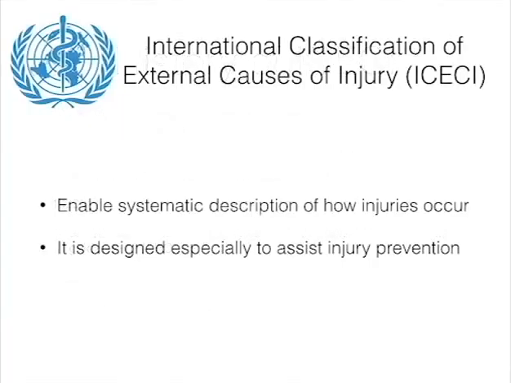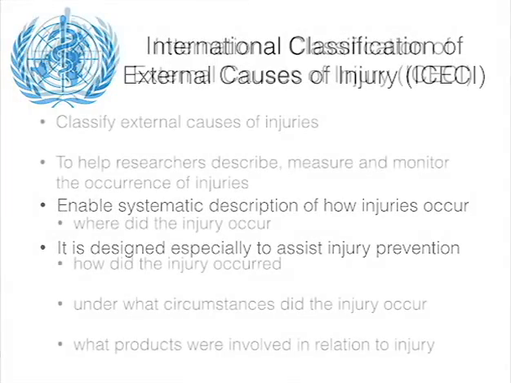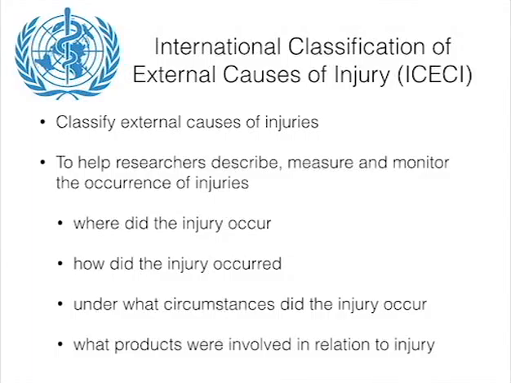The International Classification of External Causes of Injury is a system of classifications that enables systematic description of how injuries occur. It is designed especially to assist injury prevention. The purpose of the ICECI is to classify external causes of injuries. It is designed to help researchers and prevention practitioners describe, measure, and monitor the occurrence of injuries, such as answering the questions: where did the injury occur? How and under what circumstances did the injury occur? And which products were involved in the injury event.